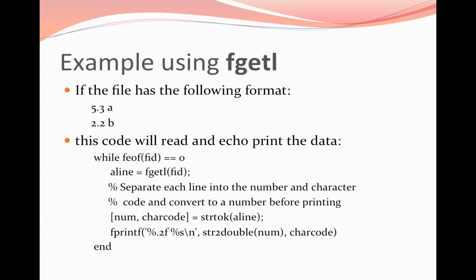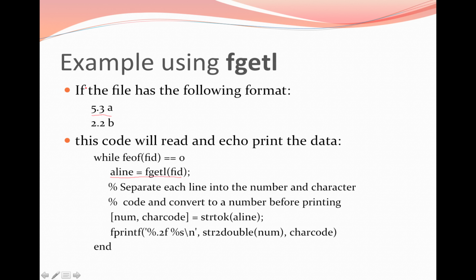Here's an example using fgetl. So let's say the file has the following format. In each line of the file, we have a number and we have a character. So here's code that will read this and just echo print the data. We're going to say while we're not at the end of the file, while feof(fid) is equal to 0, we're going to read the next line from the file into a string variable aline.